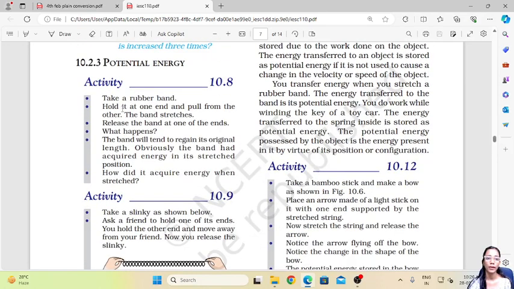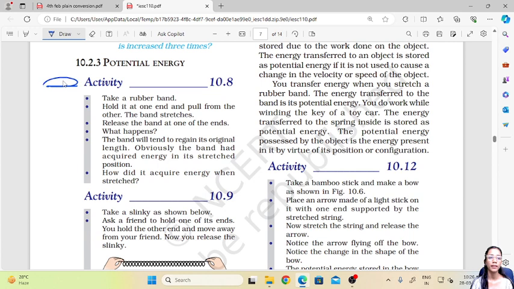This is activity 10.8. Take a rubber band, hold it at one end and pull from the other. If you hold a rubber band from this side and pull it on the other side, the band stretches, right? There is a stretch in the band. Release the band at one of the ends. If you release the band at either of the ends, what will happen? It will go and hit the side from which you had released. The band will tend to regain its original length, and it will regain its original length.